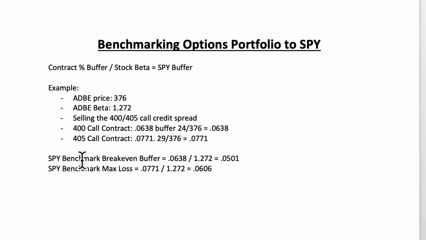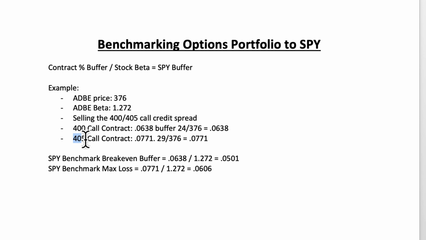So our SPY benchmark break-even buffer is 6.38%. Divide that by the stock's beta. That's going to give you our SPY buffer. So this is basically saying if the SPY goes up 5%, we are going to reach this 400 level on Adobe. If the SPY goes up 6%, we're going to reach this 405 contract level on Adobe. This is important because this is our max loss. If on expiration Adobe is sitting at 405, we're losing our max amount on that trade.